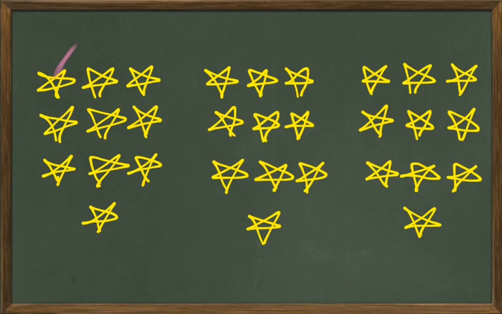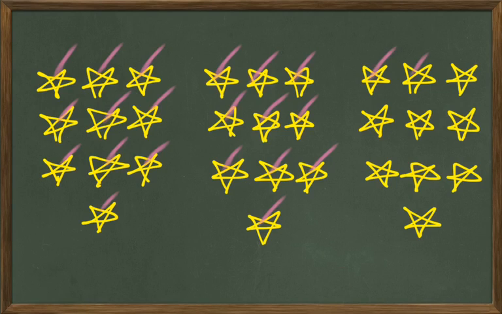So that's 1, 2, 3, 4, 5, 6, 7, 8, 9, 10, and then 11, 12, 13, 14, 15, 16, 17, 18, 19, 20, 21, 22, 23, 24, 25, 26, 27, 28, 29, and 30.